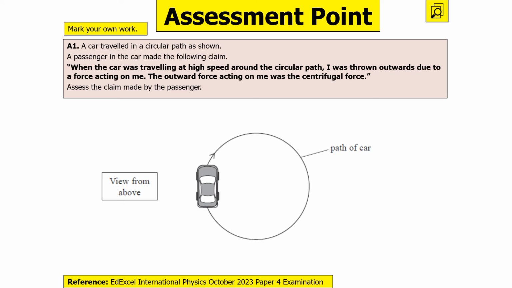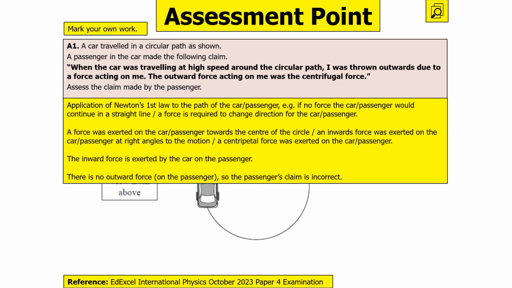Right, how to answer this one? Well, thinking about it, an application of Newton's first law to the path of the car passenger: if there's no force on the car passenger, they'll continue in a straight line. So you need a resultant force to change the direction of the car or the passenger. Therefore a force was exerted on the car towards the centre of the circle.